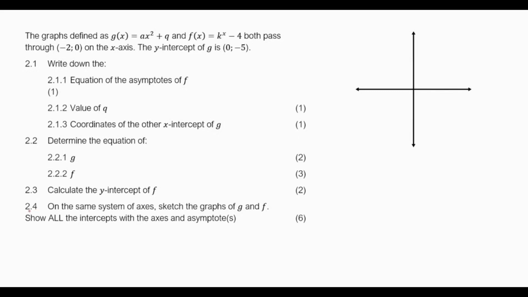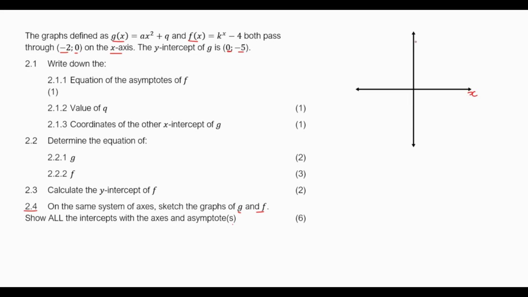Welcome back. Let's do question 2.4. The graphs defined as g of x and f of x both pass through the point where x is equal to -2 and y is equal to 0 on the x-axis. The y-intercept of g is at the point where x is 0 and y is -5. On this same system of axes, sketch the graphs of g and f. Show all the intercepts with the axis and the asymptotes, if there are any asymptotes.